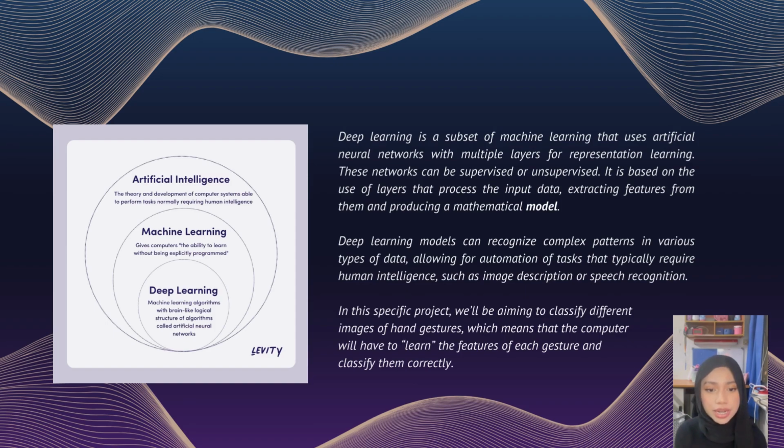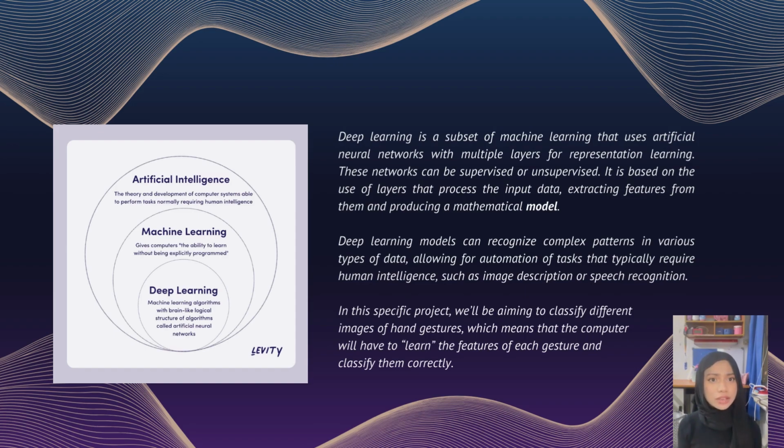And then deep learning models can recognize complex patterns in various types of data, allowing for automation of tasks that typically require human intelligence. So what does it mean? Does it mean they can do what human brains basically can do? For example, a doctor says, okay, this patient has cancer. This deep learning can also detect that the patient has cancer as long as it sees the X-ray image of the patient, just like that.